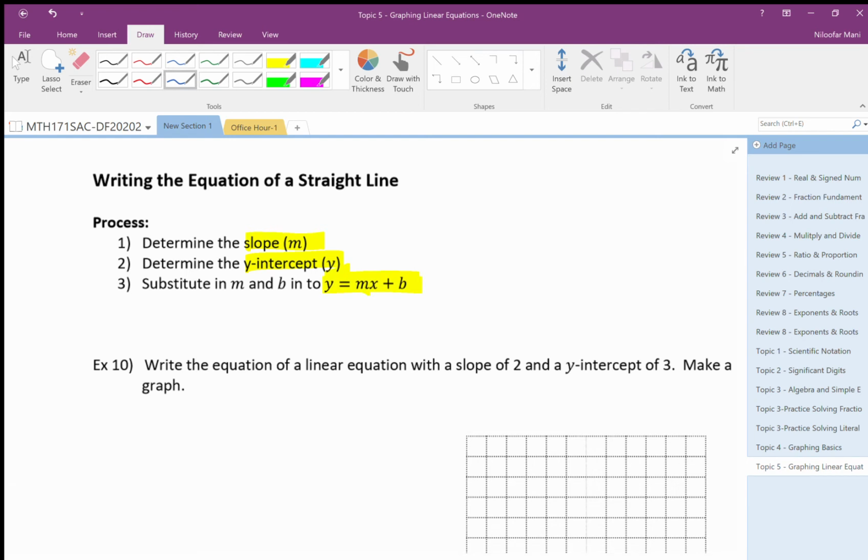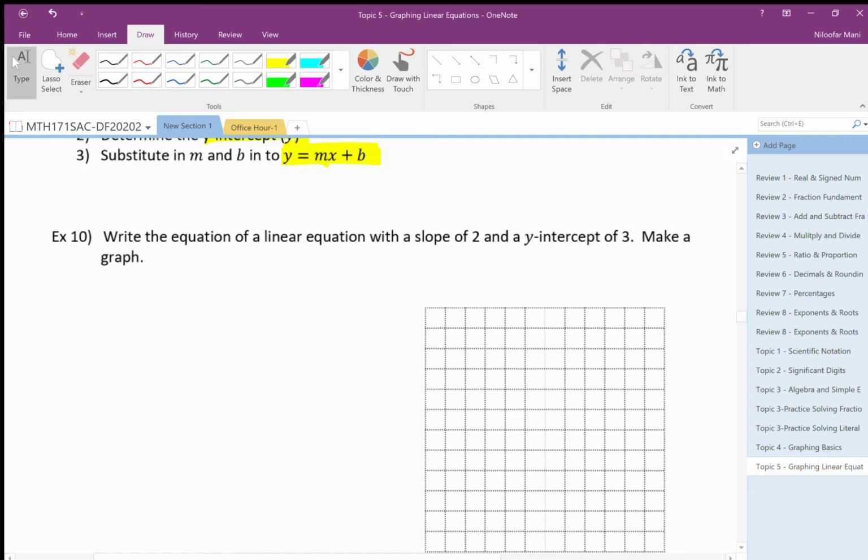Maybe it's very easy, I give you all this information and you just substitute. Maybe not, and you have to find it. Maybe I give you 2 points, maybe 1 point and a slope, maybe 2 points and no slope. So you have to see which one you have. Here, write the equation of the line whose slope is 2 and y-intercept is 3. Easy: y equals mx plus b, which is y equals 2x plus 3.